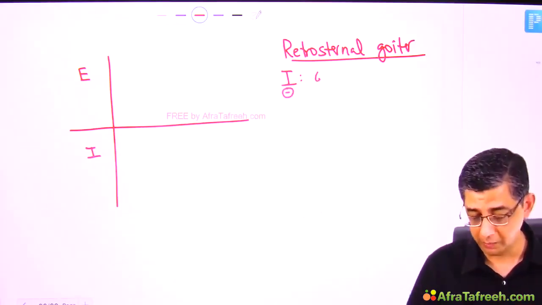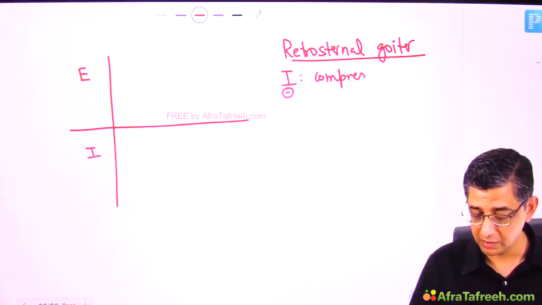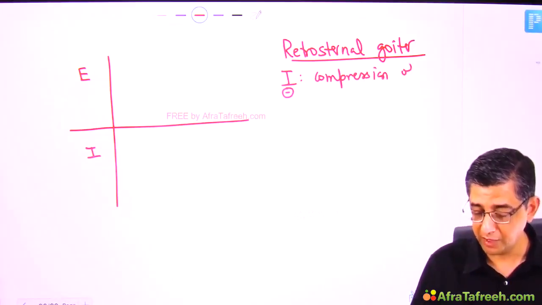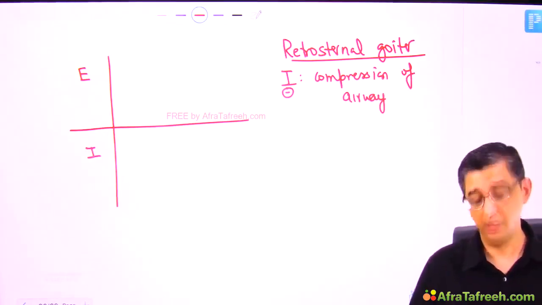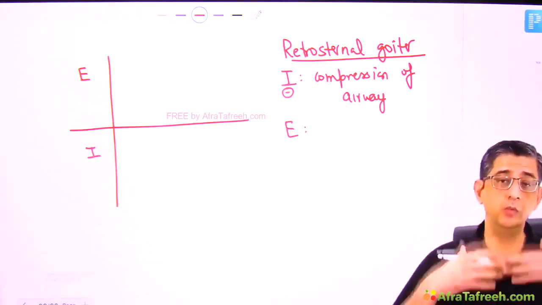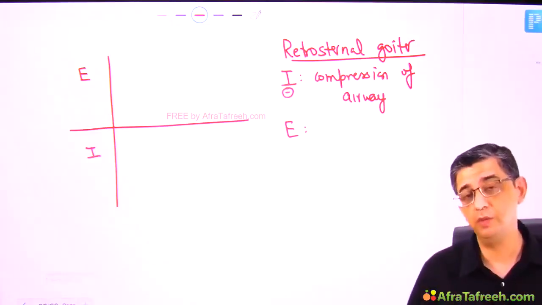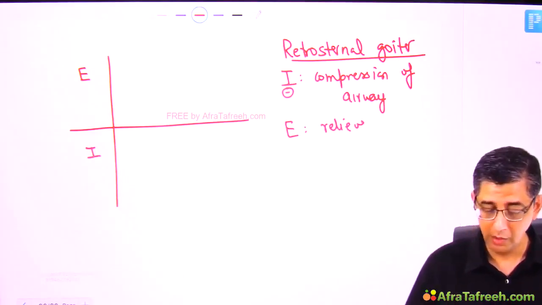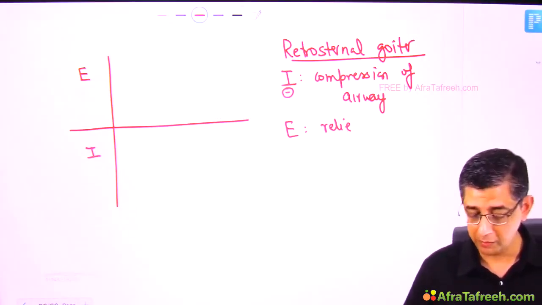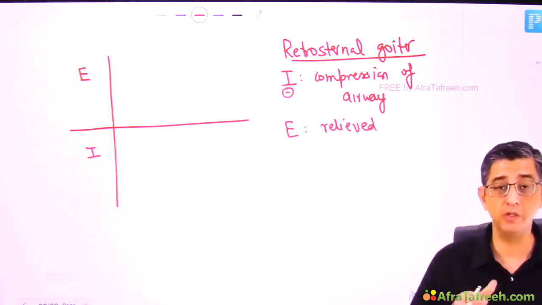So there would be a compression of the airways. As a result of it, there will be a flattening of the inspiratory part of the curve. However, when this person expires, under those circumstances, the goiter will move up and the pressure on the airways will be relieved. So I will just say that primarily when it comes to retrosternal goiter, where is the problem occurring? The problem is occurring mainly in the phase of inspiration.